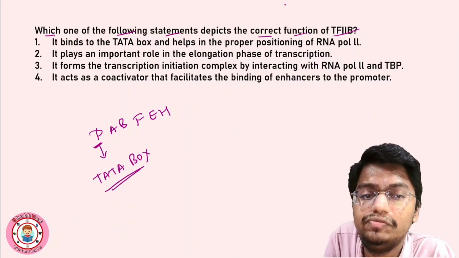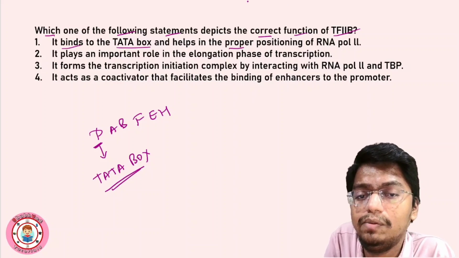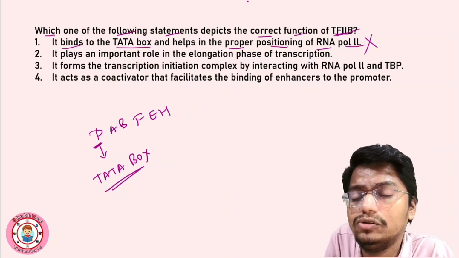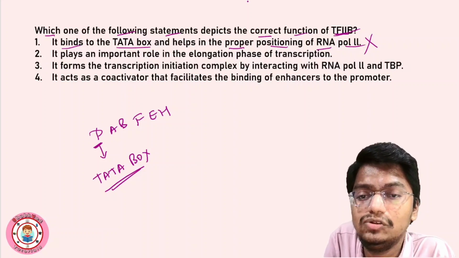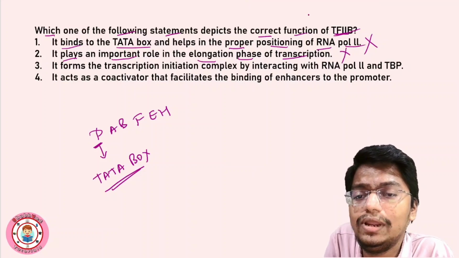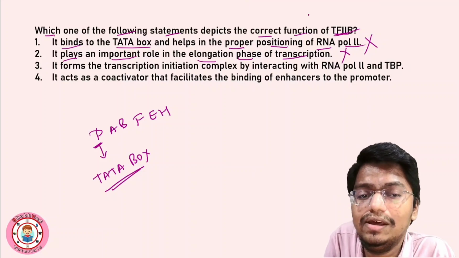तो the first option, it binds to the Tata box and helps in the proper positioning of RNA pol 2. नहीं होगा आंसर. Why? Because B का रोल ये नहीं है टाटा बॉक्स को बाइंड करना. So this will not be the answer. It plays an important role in elongation phase of transcription. Elongation phase में इसका रोल है. No, इनिशिएशन में रोल है इसका. हमने देखा इनिशिएशन में ट्रांसक्रिप्शन फैक्टर्स बाइंड होते हैं, तो इलोंगेशन में नहीं है रोल.